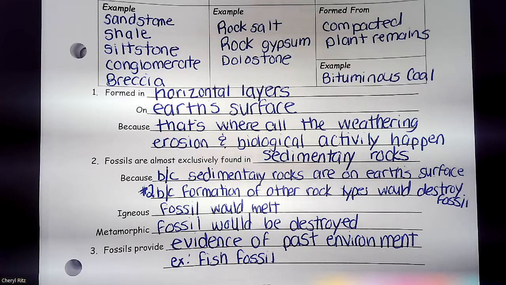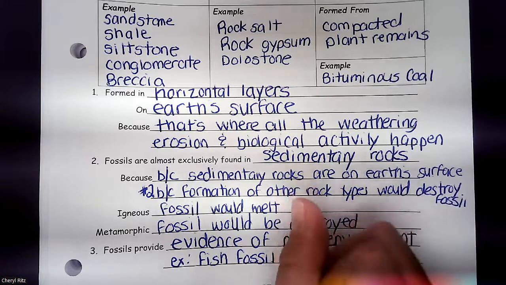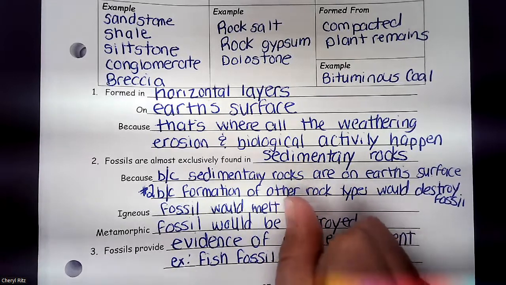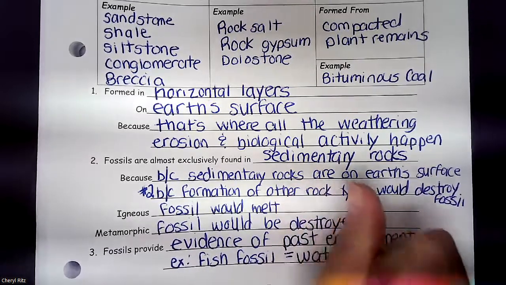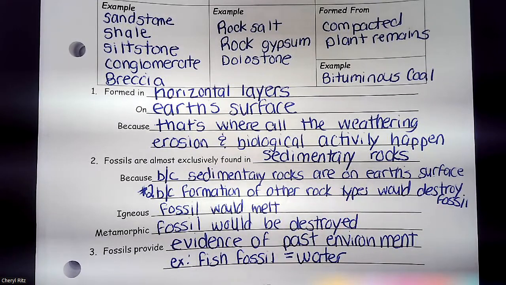Okay, what if you found tropical ferns and palm tree fossils? Yeah, like a beach area or a tropical rainforest type situation. You got it. So what I'm saying is the fossils that you find give you an idea of what the area used to be like, whether it was a desert or a beach or a tropical rainforest or an ocean.